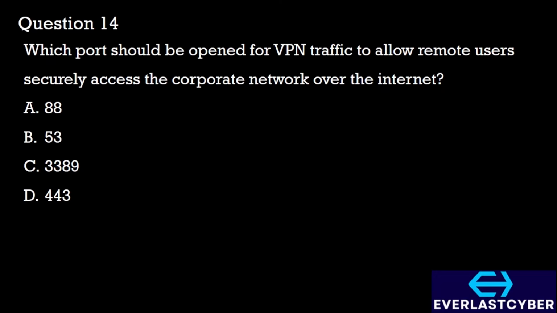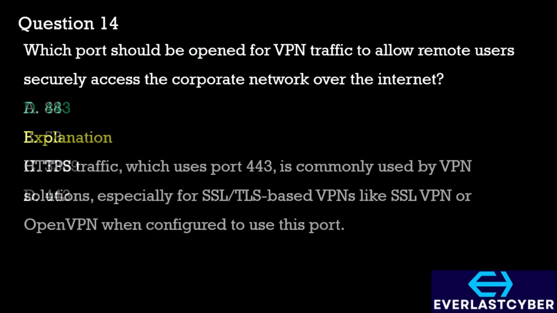Port 88 is used by Kerberos for authentication services. Port 53 is used by DNS for resolving domain names into IP addresses. Port 3389 is used by the Remote Desktop Protocol for remote desktop connections. While port 443 is used by HTTPS traffic, and this is commonly used by VPN solutions, especially for SSL/TLS based VPNs. So for this, we'll be going with option D. This port is often chosen because it is typically open on most networks, and this makes it easier for remote users to connect securely over the internet.